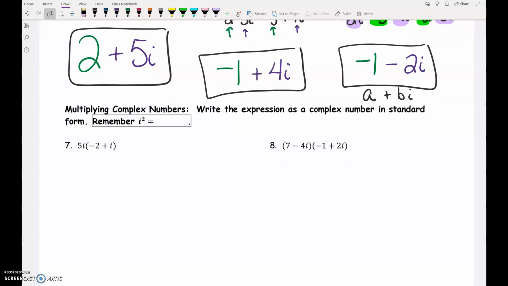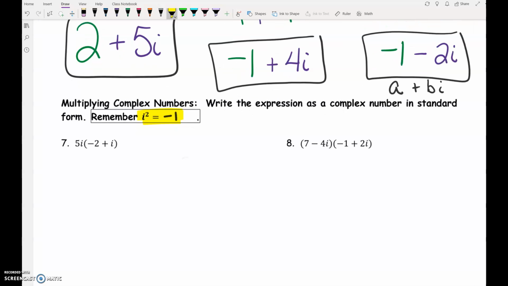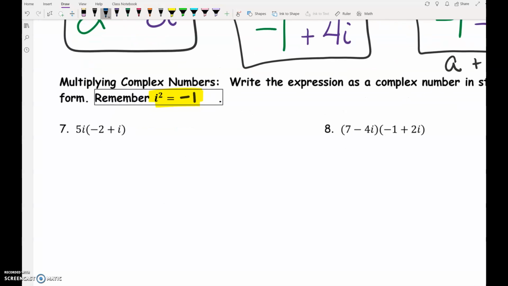One thing that we need to remember here is that i squared equals negative 1. So make sure you write that in there. i squared equals negative 1. But really, this i acts exactly the same as an x would. There's just one tiny little catch at the end. So 5i times negative 2. Anyone want to take a guess? Negative 10i.